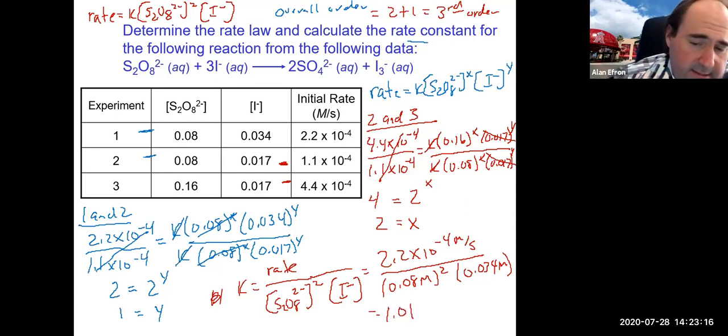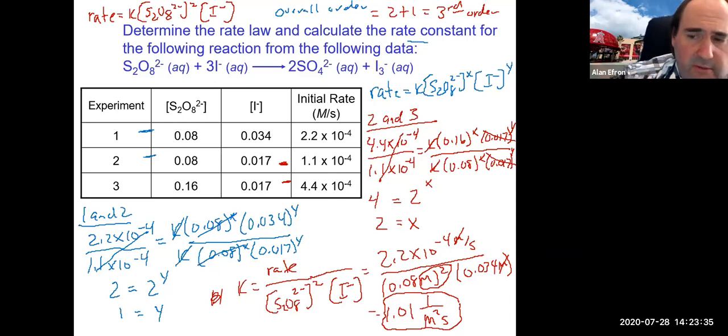Now, unit-wise, molarity cancels here and here. That does leave us 1 over molar squared seconds. Molar squared coming from here, yes. So as you can see, those are different units than what we had for a second order reaction, which was 1 over molar seconds.